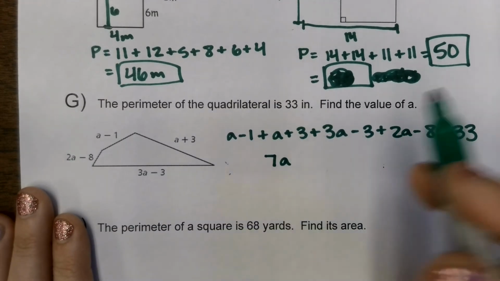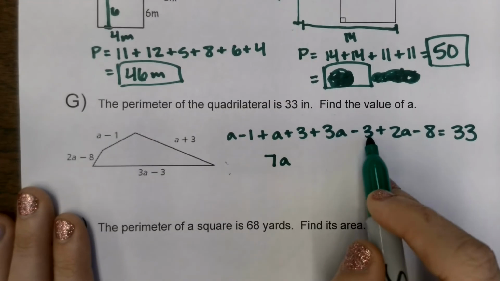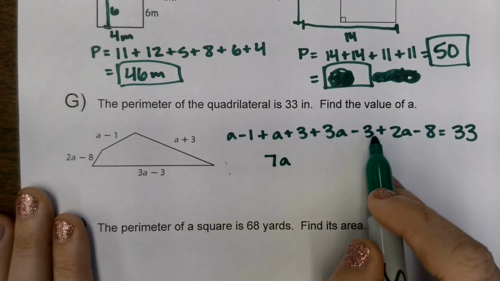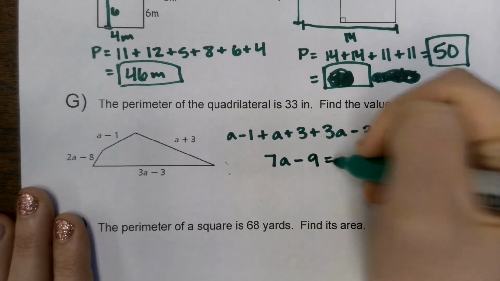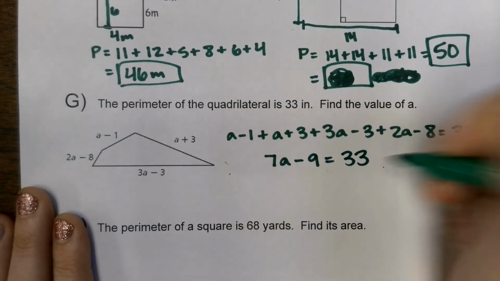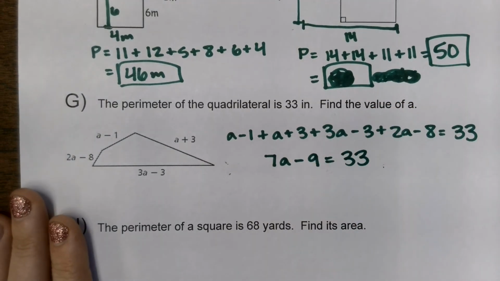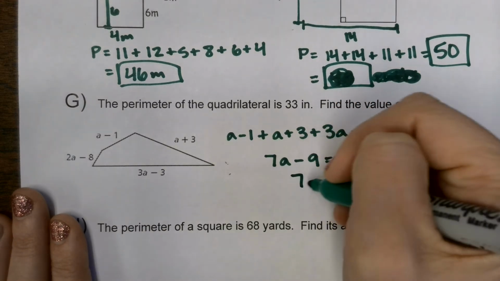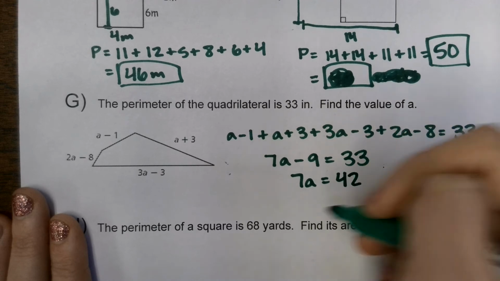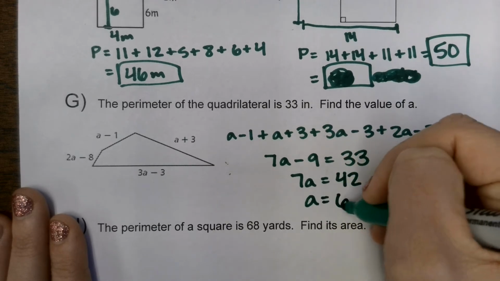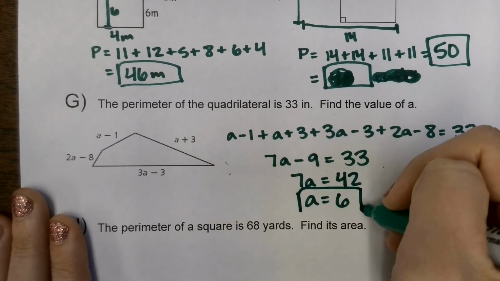And then for our numbers, we might notice we've got a 3 minus 3. That's helpful. 3 minus 3 is 0. So we're just left with a -1 and a -8. If you weren't catching all that, you might go back and go through that more slowly. But I believe we should have a 7a minus 9. And then whenever we add 9 to the other side, we've got 42. Dividing by 7, we get that a is 6.